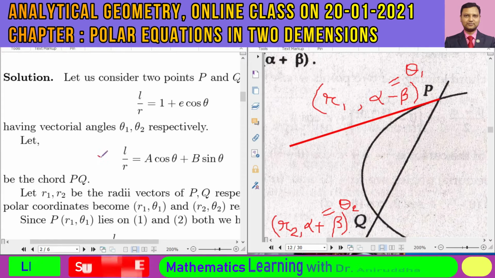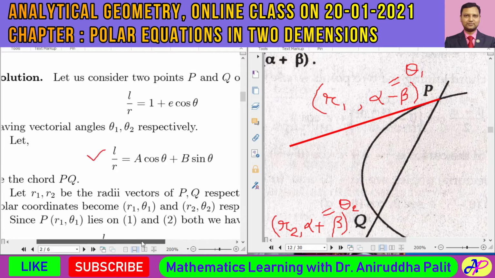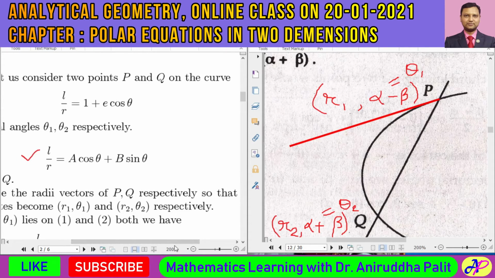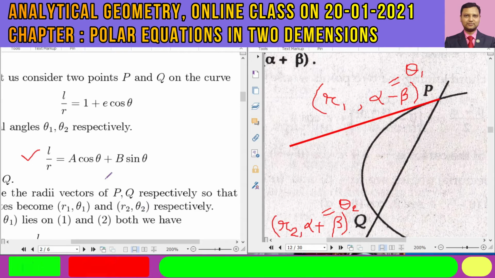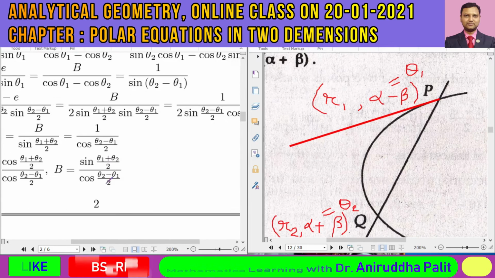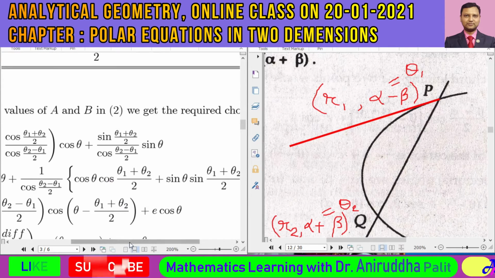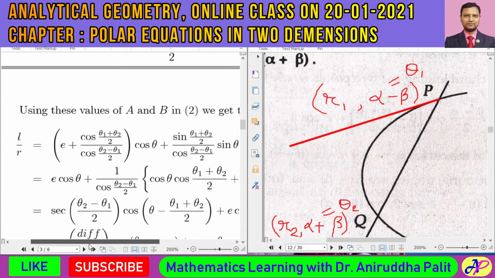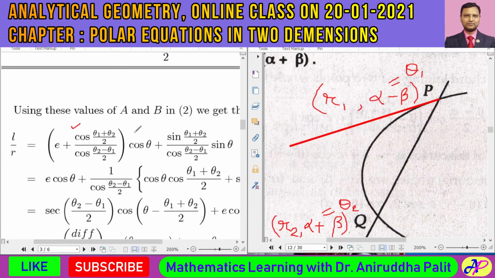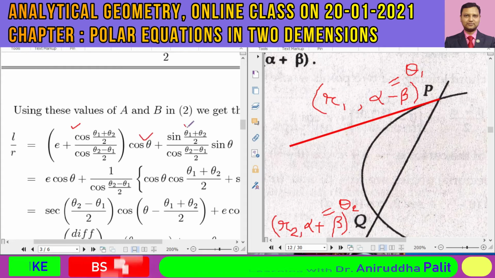This was equation number 2, that we considered as the equation of this chord PQ. Okay, we considered this equation as the equation of this chord PQ. So we put this expression of capital A and capital B in this equation number 2, and what we ultimately get is this type of relation, that L by R is equal to capital A cos of theta plus capital B into sine of theta.